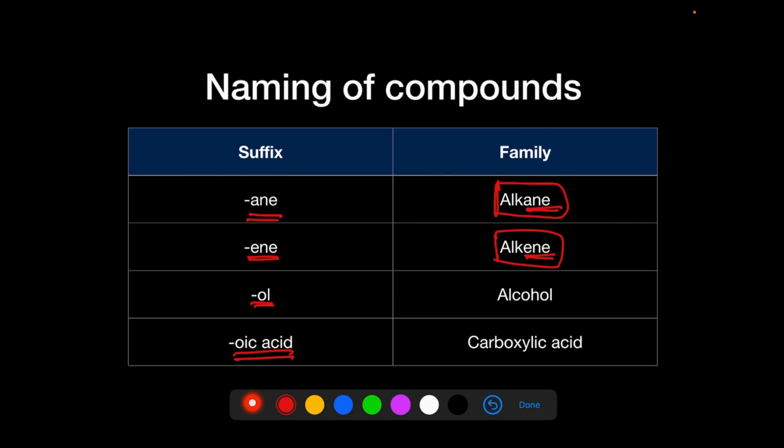And then ol, which means it belongs to alcohol. Remember alcohol. And then oic acid, which means it belongs to carboxylic acid. Remember carboxylic acid. Yeah, we remember it that way.